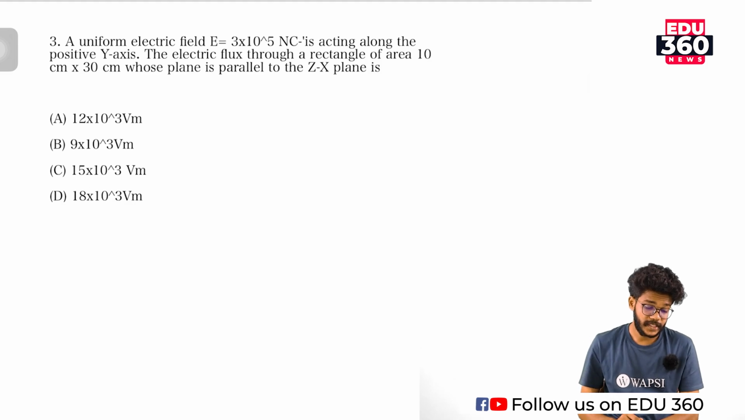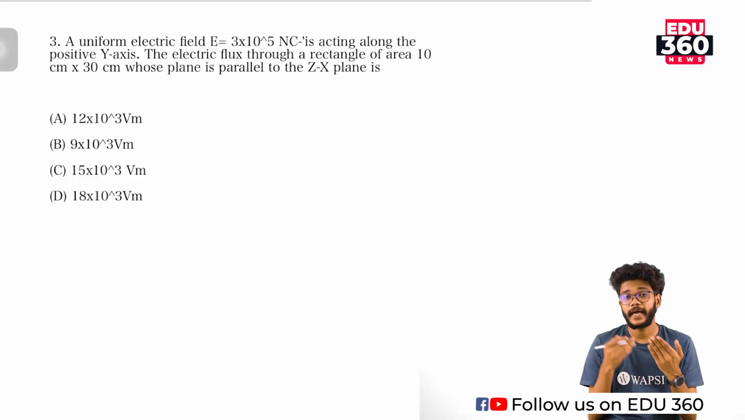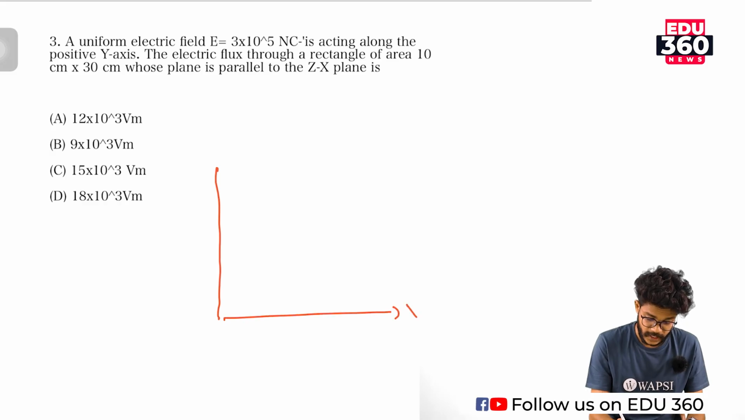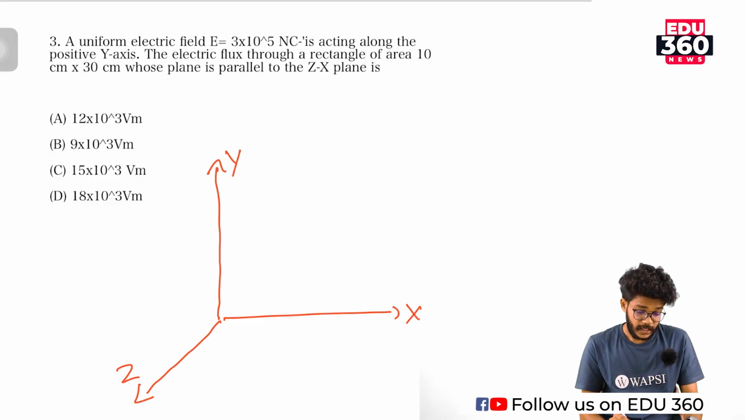Okay, then we can move to the third question. A uniform electric field is given as E equal to 3 into 10 raised to 5 newton per coulomb, acting along the positive y axis. So we need to draw the x, y, z coordinates. This is the x axis, this is the y axis, and this is the z axis.